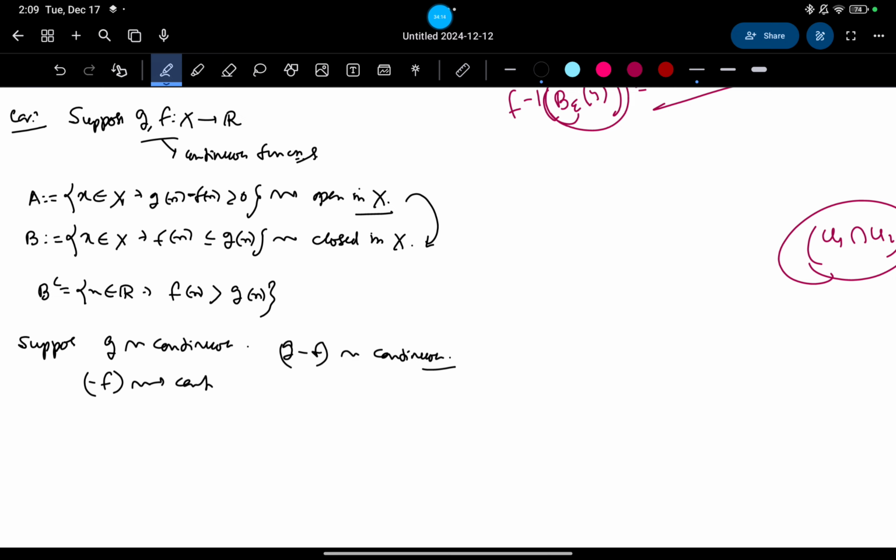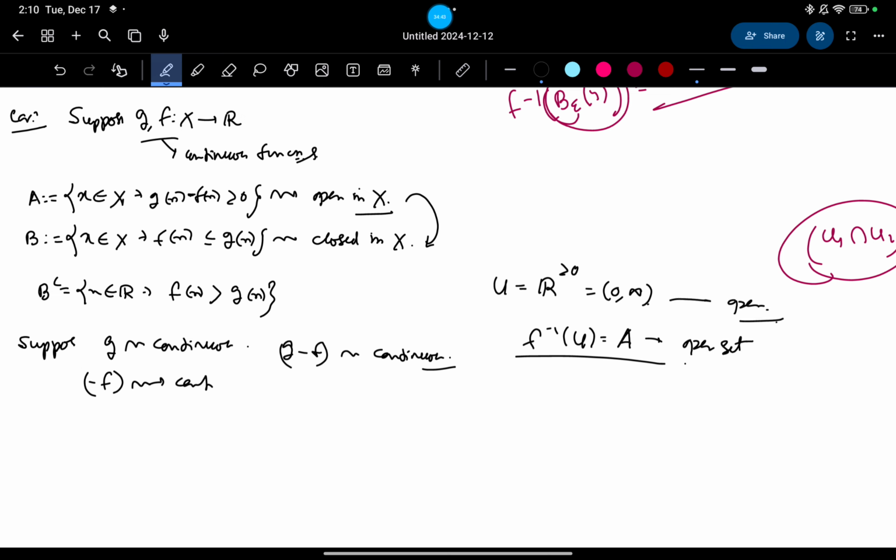So as it is continuous, we consider U to be the set of r such that r is strictly larger than 0, which means it is 0 comma infinity. Okay, so (g minus f) inverse of U is itself A. So this is an open set. When U is open in R, this is an open set in X. Okay, so this is how one can characterize which is open and which is closed, right?